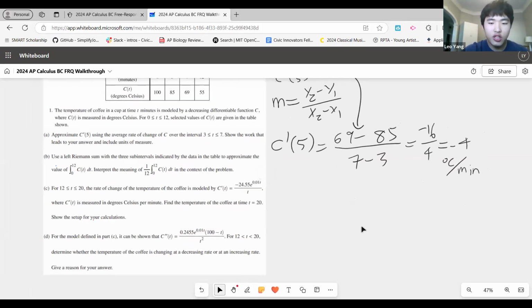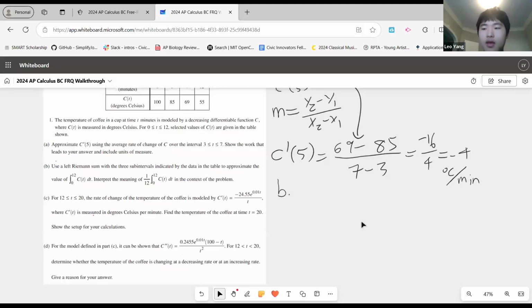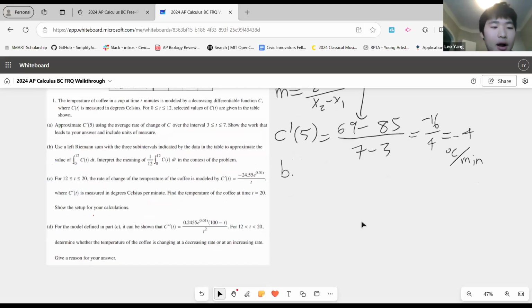Okay, so for part B, let me switch my computer for 1 second to make it easier for you guys. All right, part B.